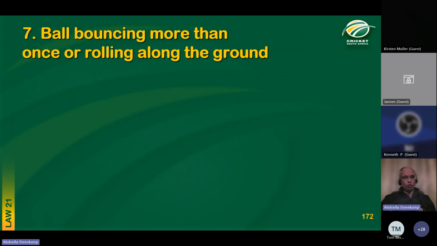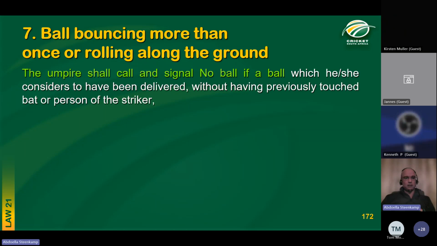So what happens if a ball bounces more than once or the ball starts rolling along the ground? Visualize a bowler bowling a ball, and you'll often find this at junior level, where the bowler bowls the ball and it bounces more than once, or the bowler delivers the ball and it starts rolling towards the batter. What does law tell us?